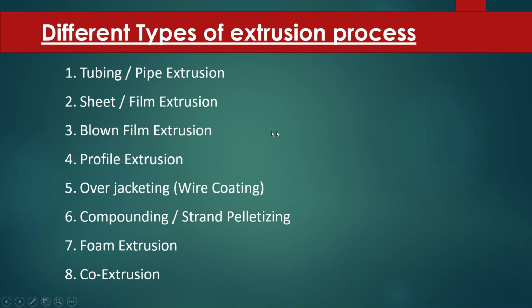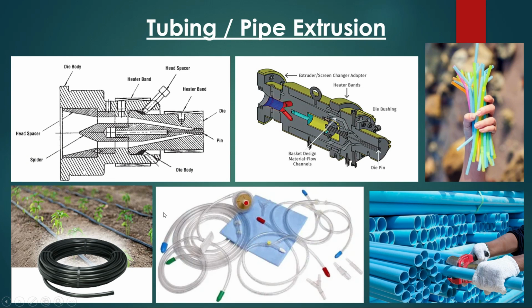So there are different types of extrusion processes, like tubing or pipe extrusion, sheet, blow film, profile extrusion, over jacketing or wire coating extrusion, pelletizing, and foam extrusion and co-extrusion. In tube or pipe extrusion, we generally get pipes, these types of tubes, and you can see these types of tubes are also used in agriculture.